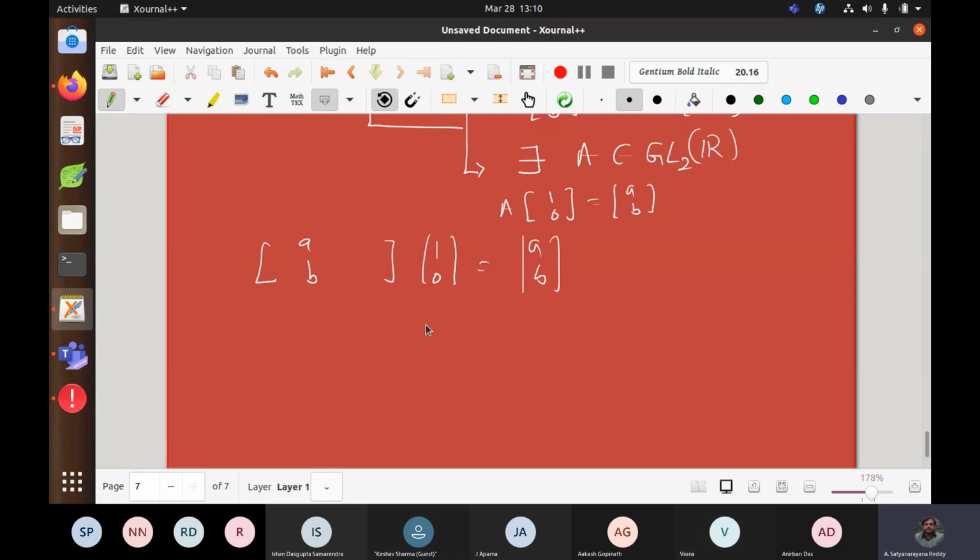So how do I choose it? A square plus B square is not equal to 0. Why am I telling that? Because the 0, 0 part I am done. At least one of them is non-zero that I am taking, so that A square plus B square is not equal to 0. So either A is not equal to 0 or B is not equal to 0. So then how do I choose it? Minus B, A. Very good. Minus B, A.